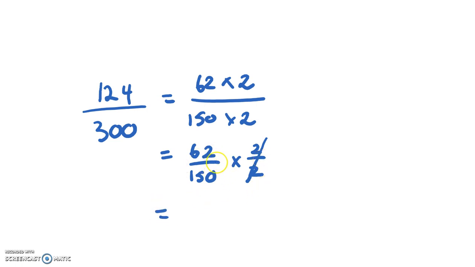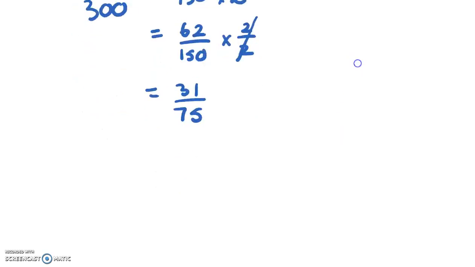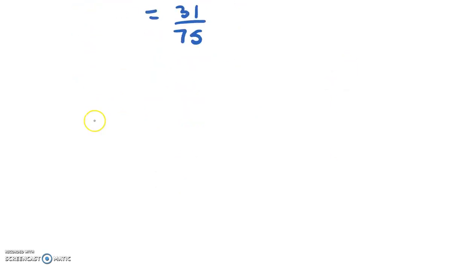Okay, then I'll look at the numerator and denominator. They're both even again, so maybe halving is a good strategy. Yeah? So I would get 31 on 75 as my answer. Yeah? And then I'm done. There's no other number that will go into 31 and 75. Yeah? Okay. Here's another one.